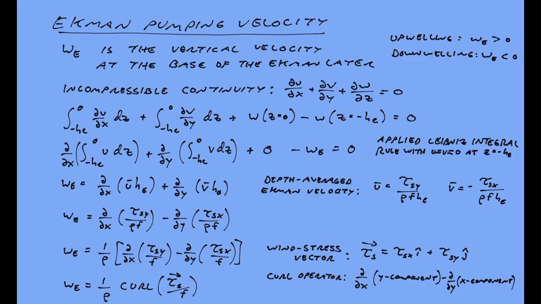And that's a very important quantity for oceanography because it allows you to say where upwelling and downwelling are happening in these Ekman situations.